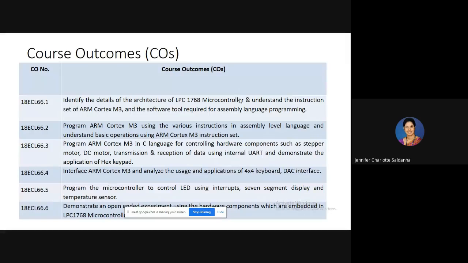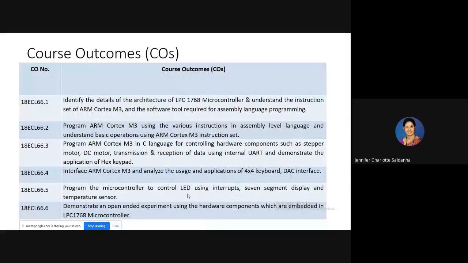These are the course outcomes. What are the outcomes expected of you at the end of the lab? The first one is that the student will be able to identify the details of the architecture of the LPC1768 microcontroller, understand the instruction set of ARM Cortex-M3, and the software tools required for assembly language programming. Students will be able to program ARM Cortex-M3 using various instructions in assembly language and understand basic operations using the ARM Cortex-M3 instruction set. Also to program Cortex-M3 in C language for controlling hardware components such as stepper motor, DC motor, transmission and reception of data using internal UART, and demonstrate application of hex keypad. Students will be able to interface ARM Cortex-M3 and analyze the usage and applications of 4x4 keyboard and DAC interface.